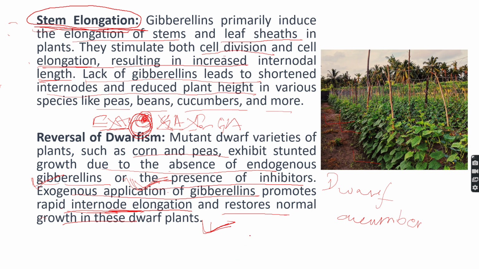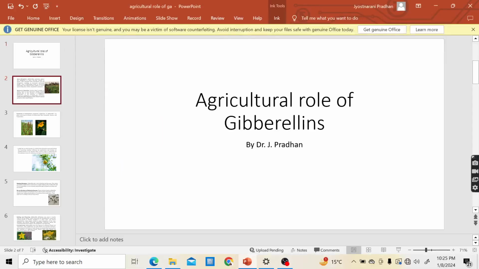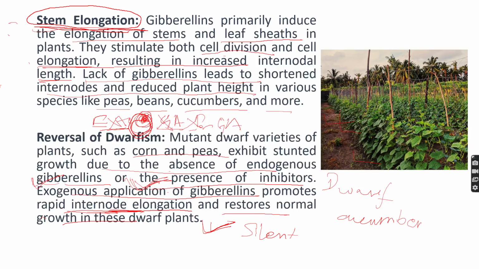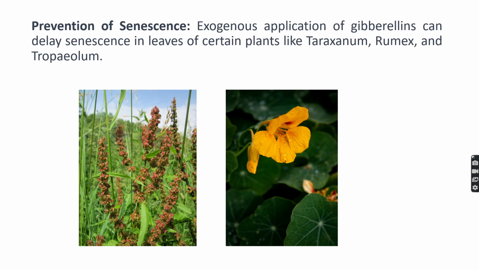But if we silence the receptor of gibberellin, we can go for dwarf varieties.